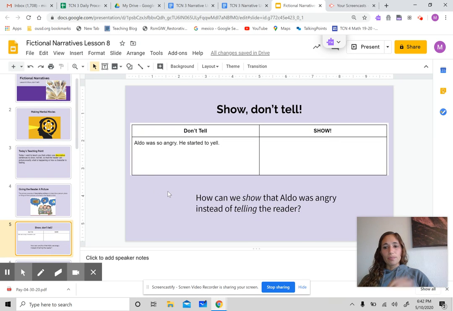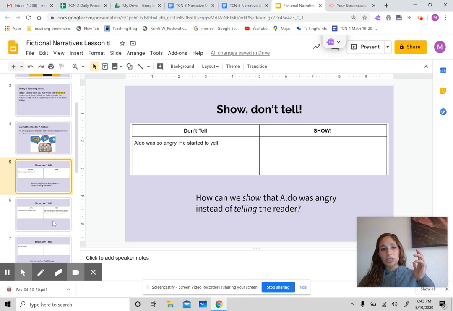Let's practice this now. So I took a sentence from my draft that said, "Aldo was so angry, he started to yell." At first, I thought that was a pretty good sentence. I decided, okay, I wanted to talk about how Aldo was feeling, which is really what I want to include in my narrative. But I thought about how I'm only telling the reader how Aldo's feeling, but I'm not showing anything about how Aldo was angry. So I wonder if I could, not even using the word angry, show that Aldo is upset to the reader. So what I did was I wrote up a different sentence.